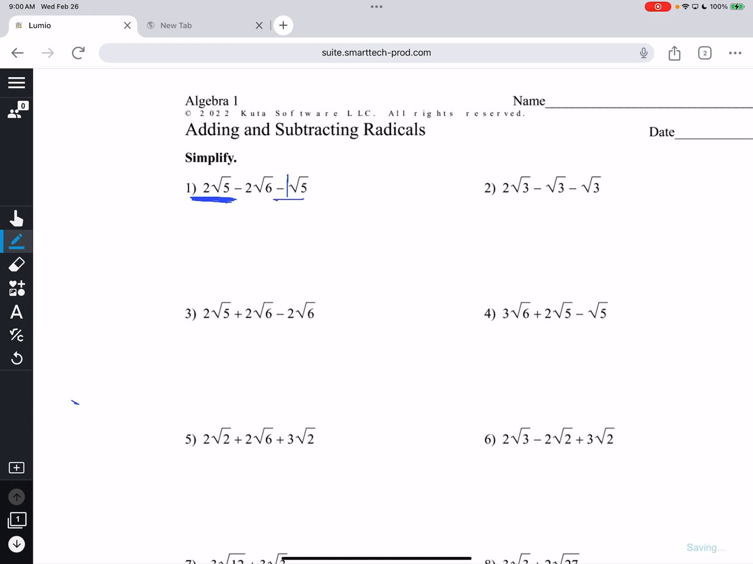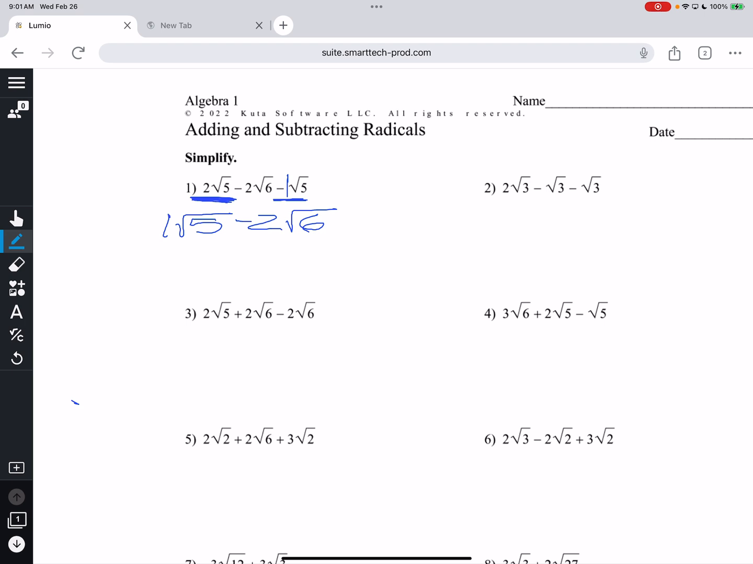Look at the signs. 2 minus 1. So we would have 1 radical 5. And then we only have that negative 2 radical 6. We don't have another radical 6. So that would be your final answer. You won't say radical 5 plus radical 6 and make any changes like that.